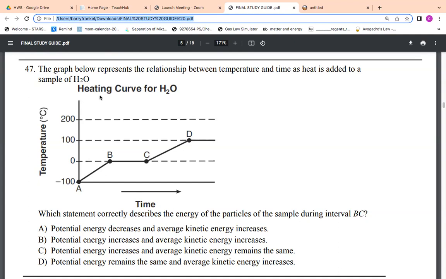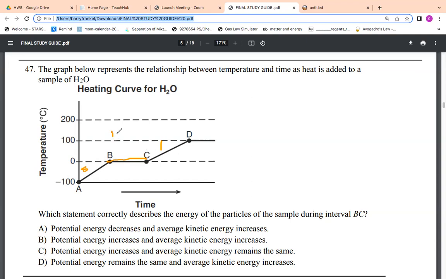Alrighty, so 47. Now we got a heating curve. The graph below represents the relationship between temperature and time as heat is added to a sample of H2O. Which statement correctly describes the energy of the particles of the sample during interval BC? So that's talking about right here. Again, this is a heating curve. So we're starting with solid, going to liquid, and this will eventually turn into a gas, but it's cut off in this graph. So we're going from solid to liquid.